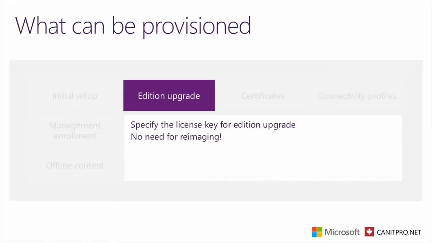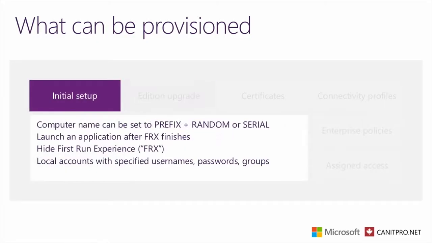So really quickly, addition, upgrade. Hey, I'm upgrading from Pro to Enterprise. Yep, I can do that via the package provisioning. Initial setup: what the name is going to be for said computer when it comes onto my network, and what to hide at first run. Local accounts and usernames: if I want to have a local admin account on said device, maybe I'm deploying it in kiosk mode and I would have that requirement.